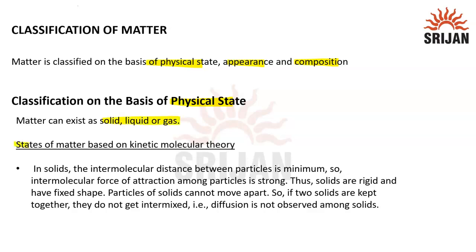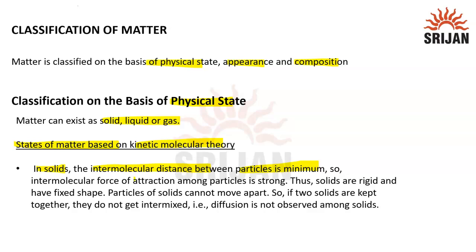Now let us have a look at the states of matter based on kinetic molecular theory. We are talking about solids. The intermolecular distance between two particles is minimum. Now what do we mean by this intermolecular distance? It is simple: the distance between two molecules. Suppose there is no distance between these two molecules, and there is some distance here. This is what is called the intermolecular distance. So in solids, the distance between two particles is minimum.